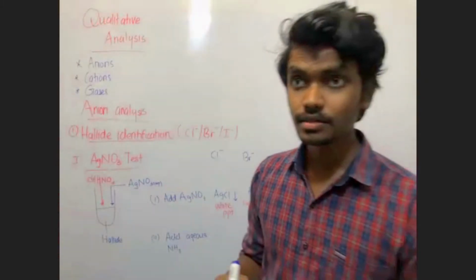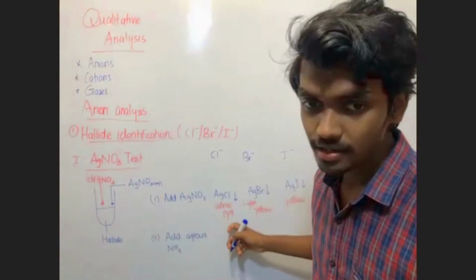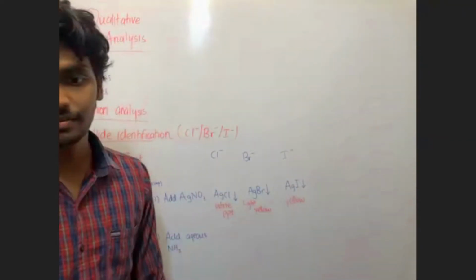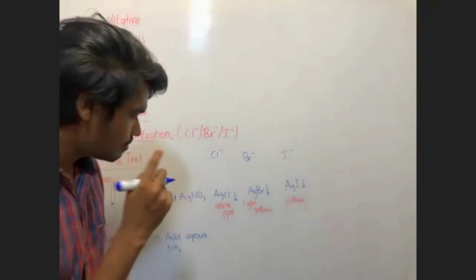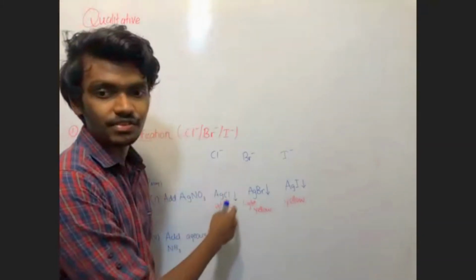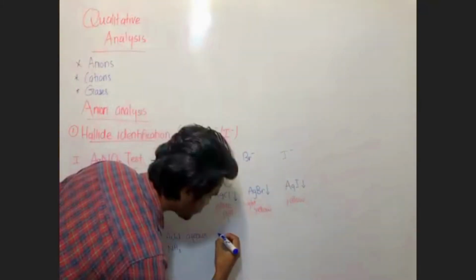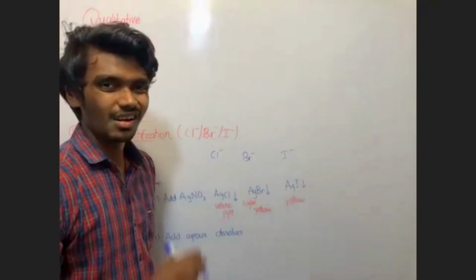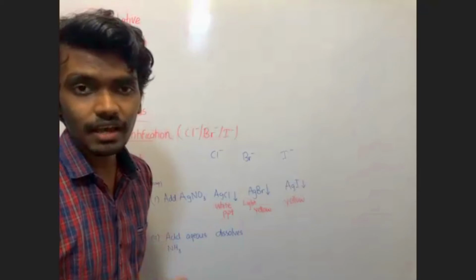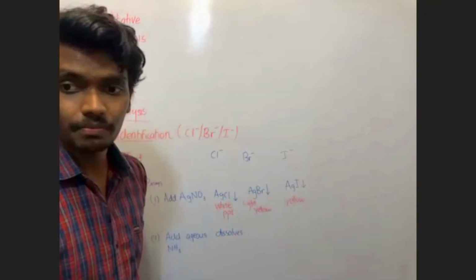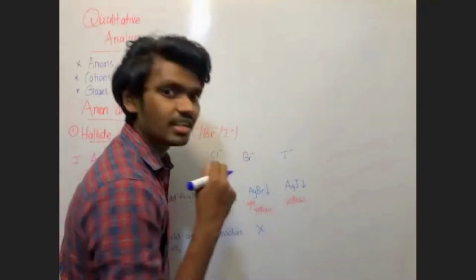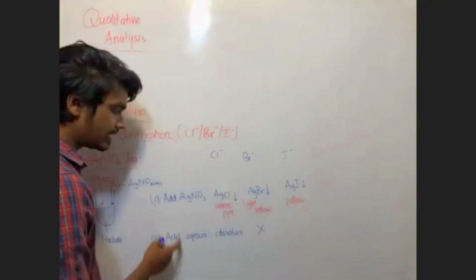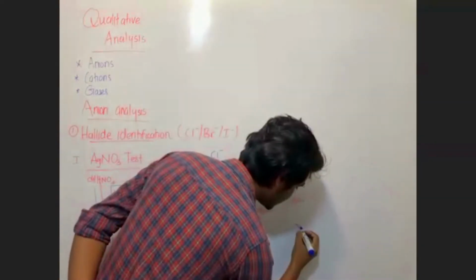Add ammonia to what? To the precipitates. So I need to add the aqueous ammonia to the precipitates. When you add aqueous ammonia to AgCl precipitate, it dissolves. When you add aqueous ammonia to silver bromide precipitate, it doesn't dissolve. When you add ammonia to AgI, it doesn't dissolve.